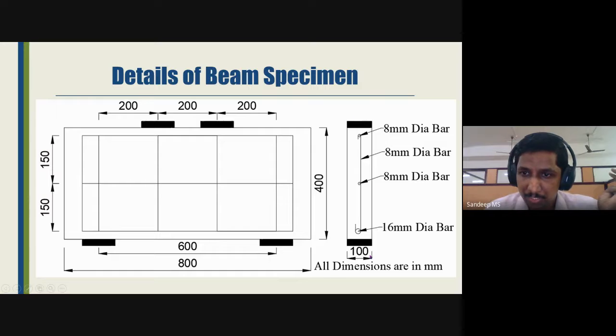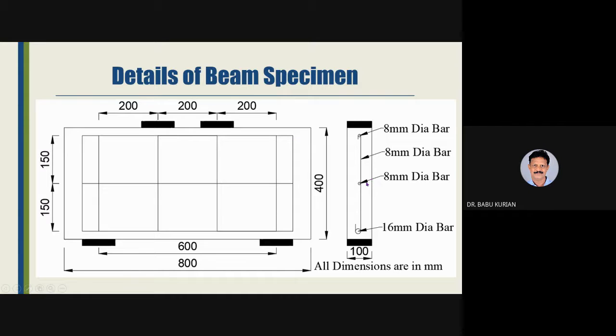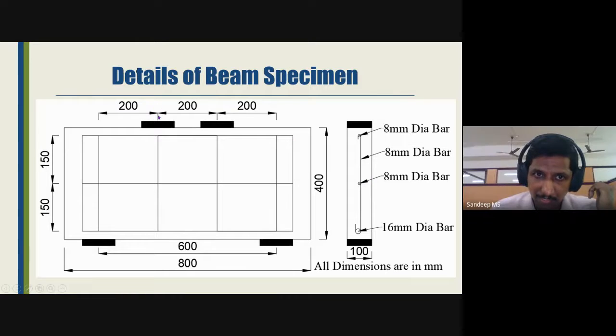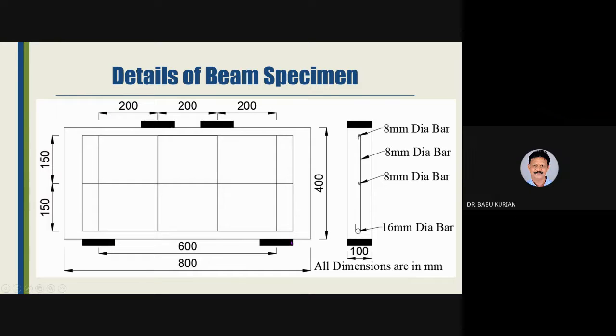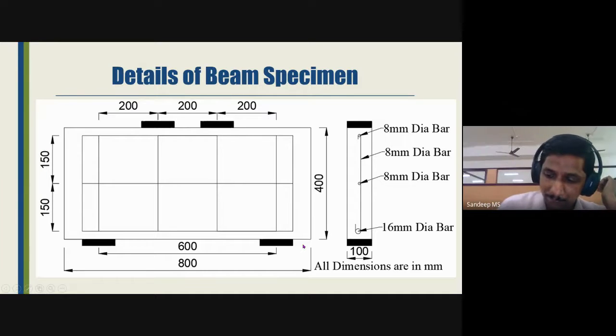This is the cross section, and it has a width of 100 units. The main reinforcement is provided as 16 millimeter diameter bars, bent on both sides up to the top portion to get the development length. The loading points are marked as black ones. These black ones are bearing plates, and we will have two point loads on this, and the beam will be supported. Hope that figure is clear.